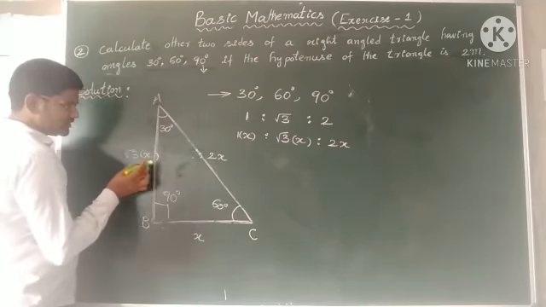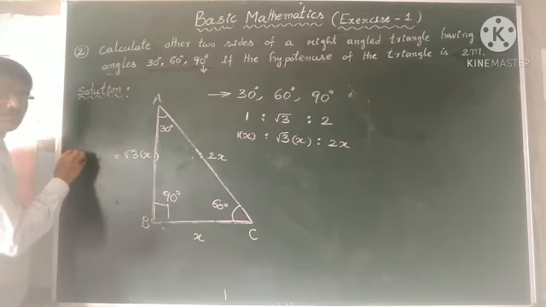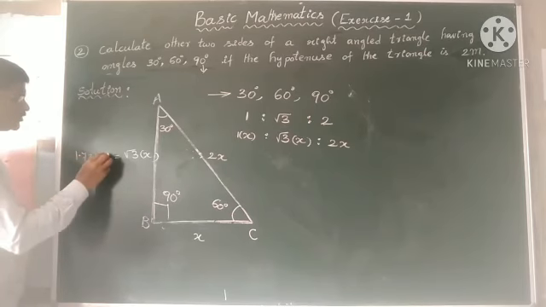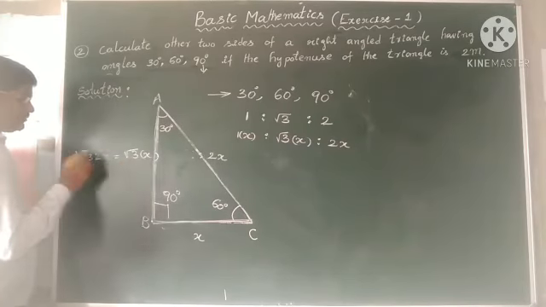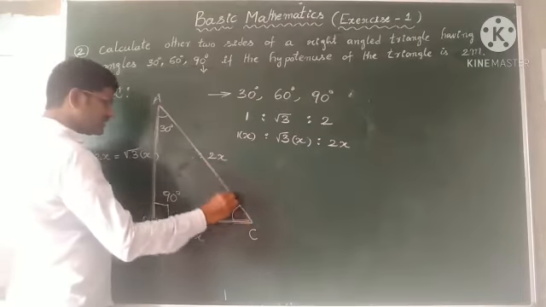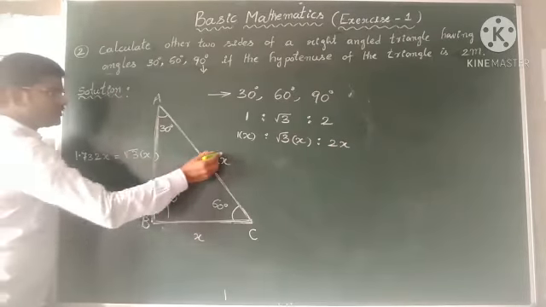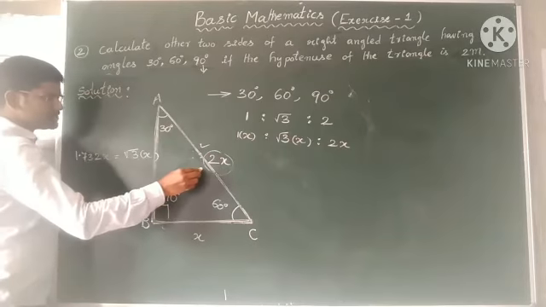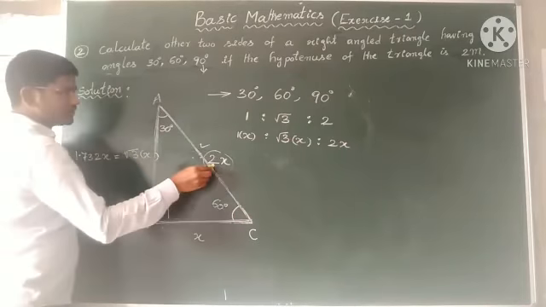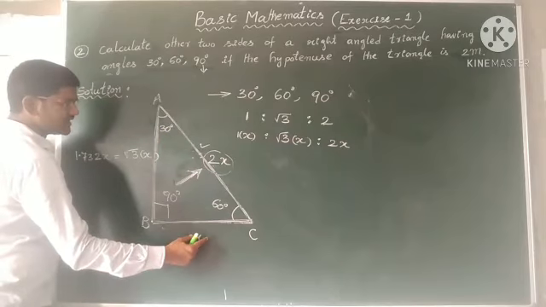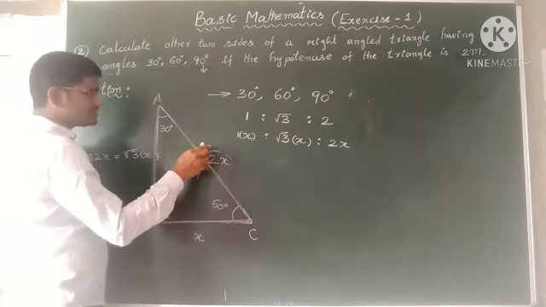If its length is x units, this will be √3 into x. √3 we know the value, 1.732, so its length is 1.732x units, and the other length is 2 into x units. So we are writing here 2 into x. Out of all these three sides, 2x is the longest side, which is opposite to 90 degrees. So if 30 degrees opposite side is x, 60 degrees opposite side is √3 into x, which is 1.732 into x, and AC length is equal to 2x.